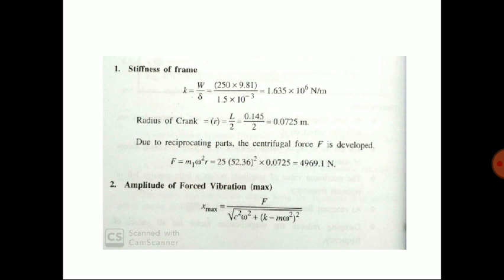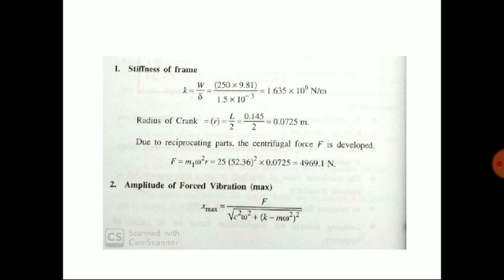omega square, meaning centrifugal force acting. So m into omega, we already found 2 pi n by 60, into r, we just got now. So this is the force. Upon getting this, next we are moving to the amplitude of forced vibration, the maximum amplitude of forced vibration.